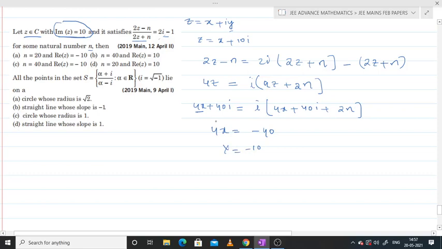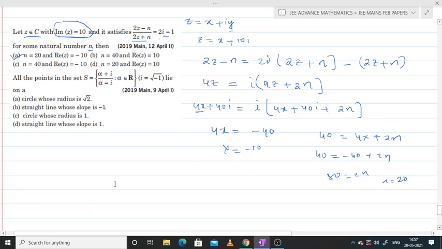What about the n value? So for the imaginary part, when you equate, 40 is equal to 4x plus 2n. The x value is minus 10, put it here. It will be 40 equal to minus 40 plus 2n, so 80 is equal to 2n, n is 20. Now the natural number n is 20, the real part is minus 10, so the option is A.